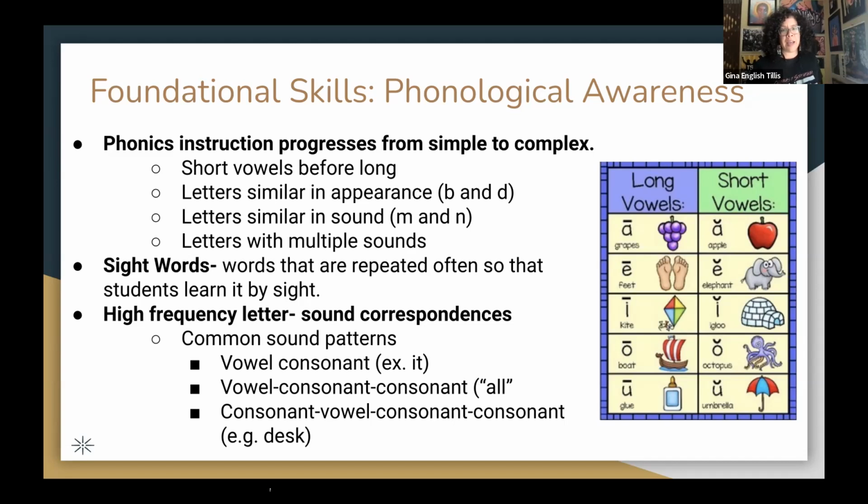And so some of the common patterns are the vowel and the consonant, like at, or its, and then the vowel-consonant, like all. I think the most common is consonant, vowel, consonant, like back or desk. I can't think of any others right now, but you've probably seen them everywhere. Lamp, that's a good one. And so those are the consonant, vowel, consonant.